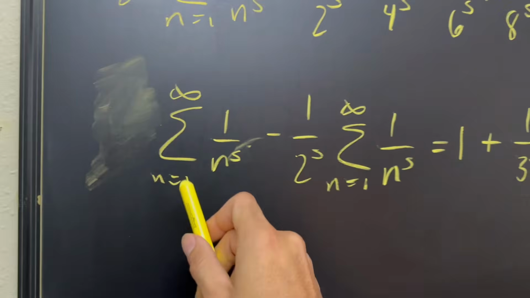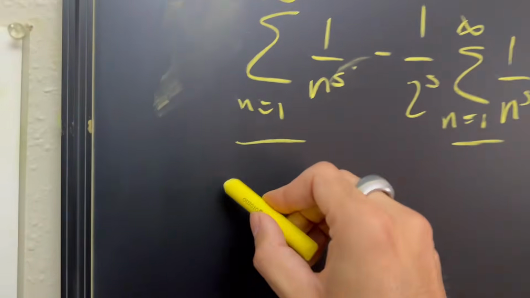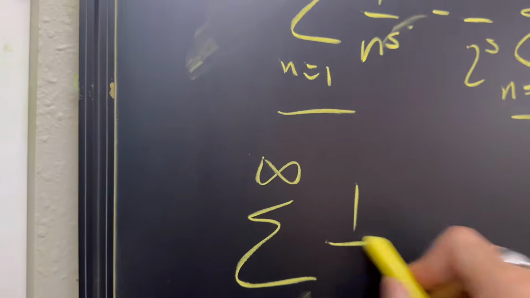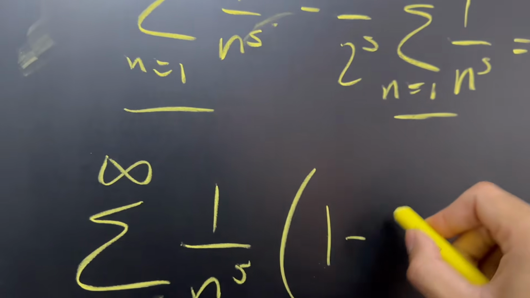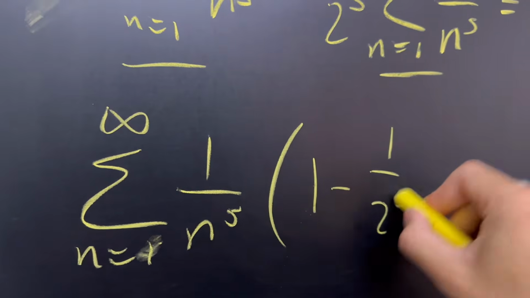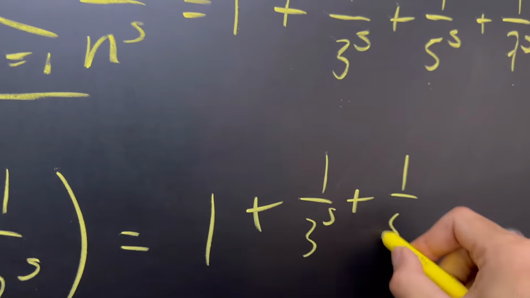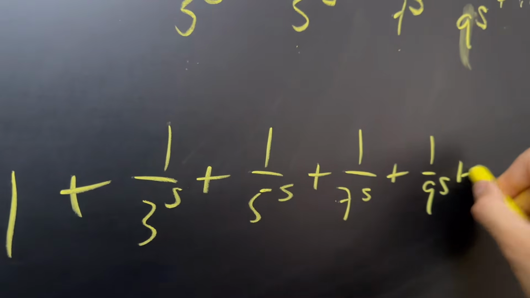But what happens if I factor out both of these summations from these two terms? Well, I will have the summation from 1 to infinity of 1 over n to the s, and then I really have times 1 minus 1 over 2 to the s, times 1 plus 1 over 3 to the s, plus 1 over 5 to the s, plus 1 over 7 to the s, plus 1 over 9 to the s, and we continue.